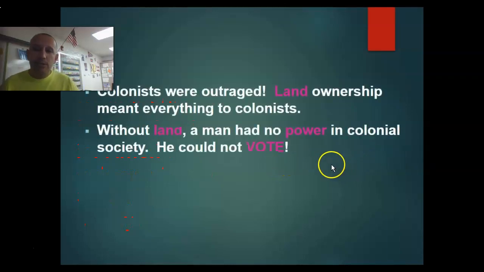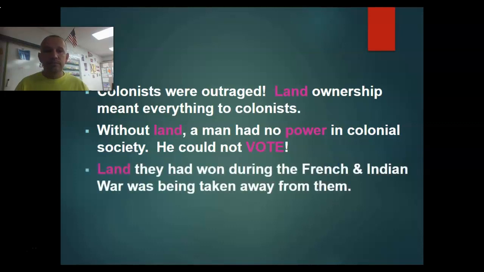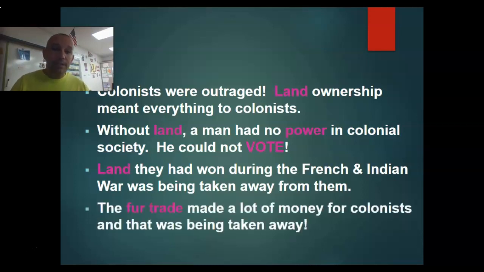Also remember that land ownership meant everything to the colonists. Without land, you typically could not vote. You had to be a white male who owned land in order to vote. And again, they fought for this land and they feel like it's being taken away from them. Not to mention, now you're also hurting their pocketbooks. A lot of fur trade was going to be made in that Ohio River Valley. So besides land, fur was obviously very profitable there, and that was being taken away.